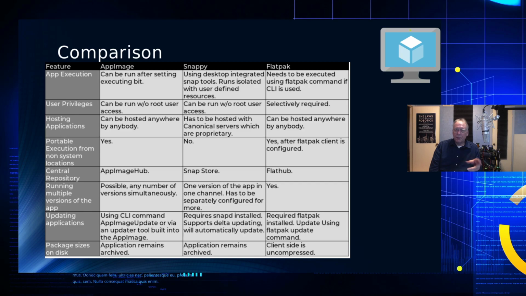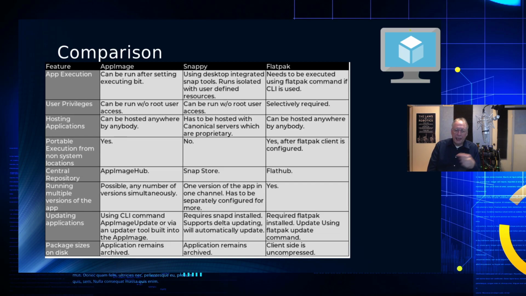You update app images using the CLI command, app image update. Snappy requires snapd installs, supports Delta updating, automatic updates. And the only way to get rid of automatic updates is turn snapd off. Flatpak requires Flatpak install apps and updates are using the Flatpak update CLI command.